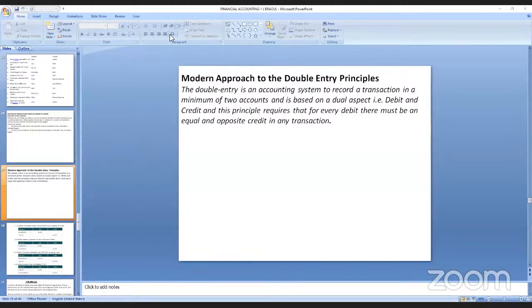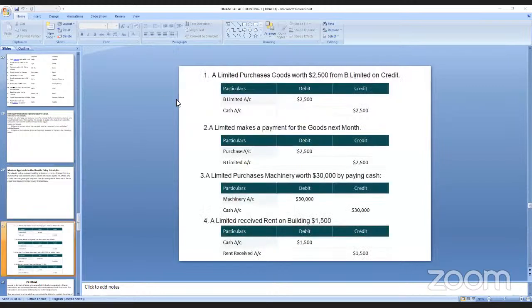So here there are 2 aspects, that is recording in a minimum of 2 accounts, and it is based on the dual aspects, means debit and credit. These are the 2 dual aspects. Okay. Now you'll see in this. Yes, now it is going to start.